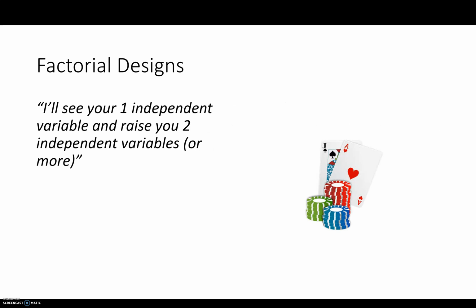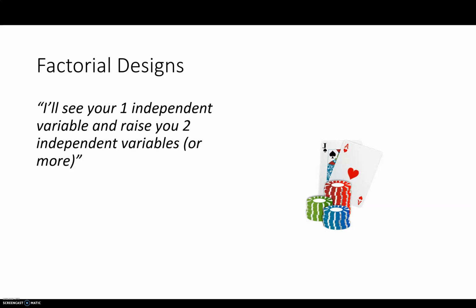So this is kind of what it boils down to. Factorial designs have more independent variables than just one. Okay, so a one-way ANOVA, usually you have like three groups or multiple groups, and you just have one independent variable in that case, and that is which group you belong to.